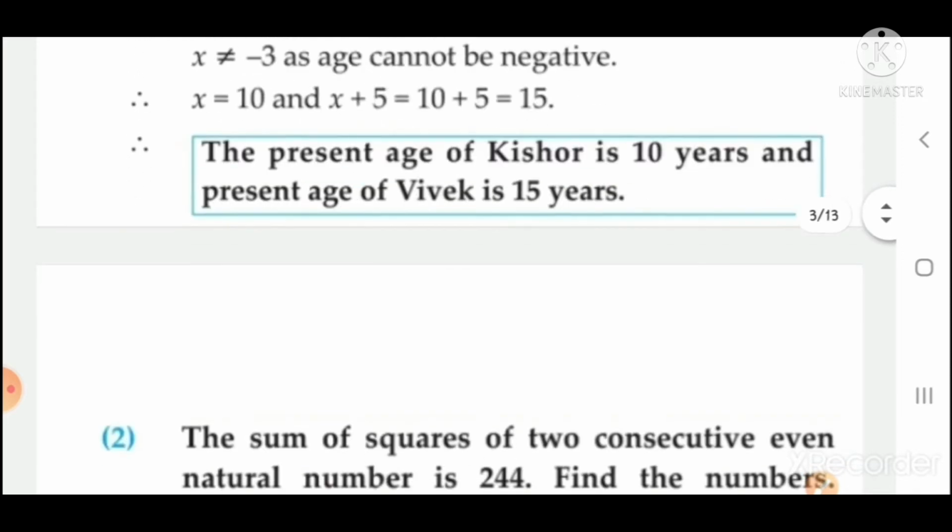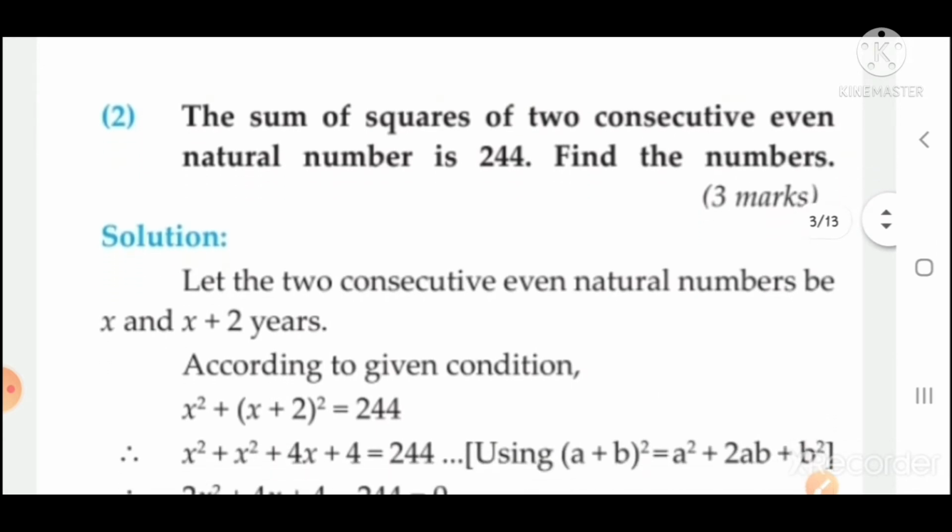So the situation, the condition, that matters. Once you understand that, then the rest is the same thing that we have done till now. You have to solve the quadratic equation by factorization method. Okay, now let us move to another sum, question number 2 of your exercise. The sum of the squares of two consecutive even natural numbers is 244. Find the numbers. Now from this you have understood that you have to find the numbers.